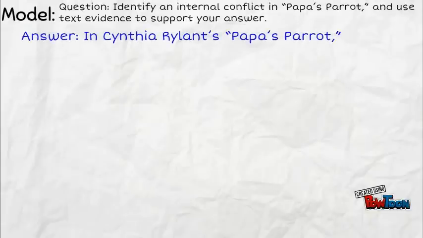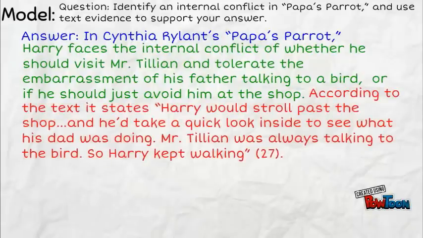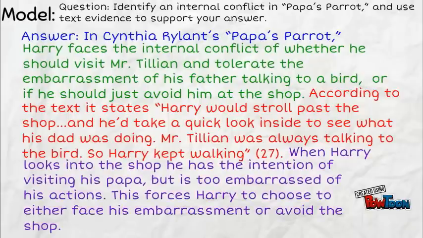When restating the question, the title and author are used. This is followed by the answer, then text evidence starting with according to the text, along with a citation at the end of the sentence, and finally the explanation ties it together. Now let's read the response.